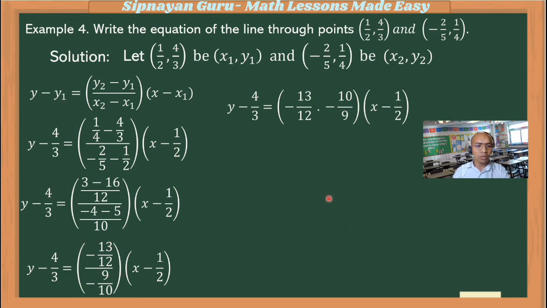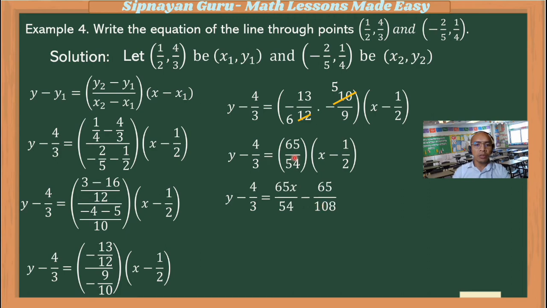So the numerator is negative 13 over 12 times the reciprocal of negative 9 over 10, which is negative 10 over 9. Notice that 12 and 10 have a common factor which is 2. Cancel that first. So 12 divided by 2, this would be 6. And 10 divided by 2, this is 5. Then multiply, just copy the left side expression. Negative 13 times negative 5 is positive 65. Then 6 times 9 would be 54. Just copy x minus 1 half.